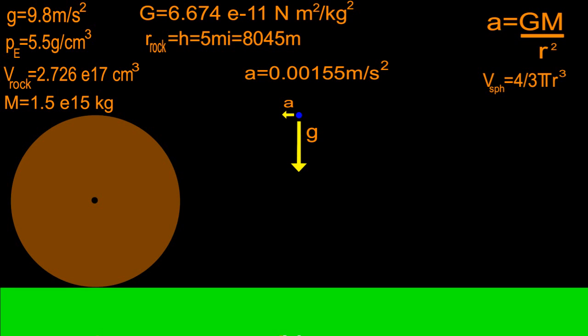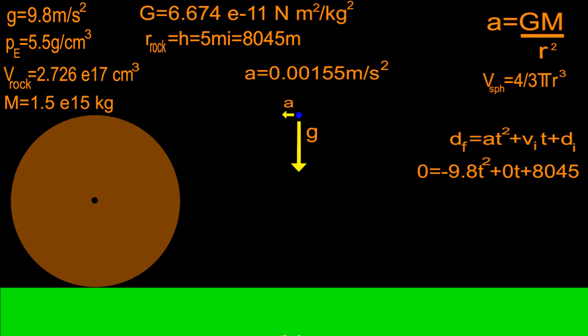Now let's see what will happen when we drop this marble. First, we need to figure out how long it will take to reach the Earth. Using this equation, the final distance or position equals the acceleration times time squared plus the initial velocity times time plus the initial position. Knowing that the initial velocity is 0 and the final position to be at the ground, which is 0, and since the force of gravity is down, which is in the negative direction, we plug this information into the formula and can isolate the variable t to get 28.95 seconds. This is, of course, given that this is in a vacuum.